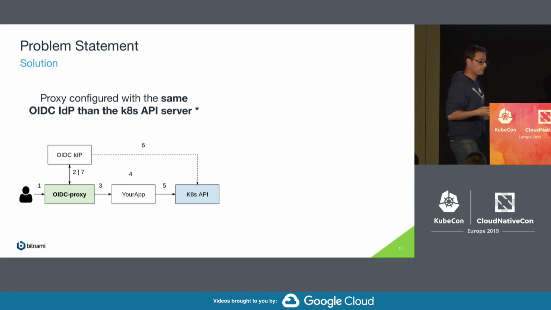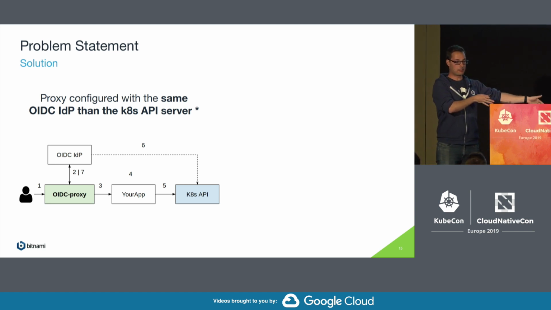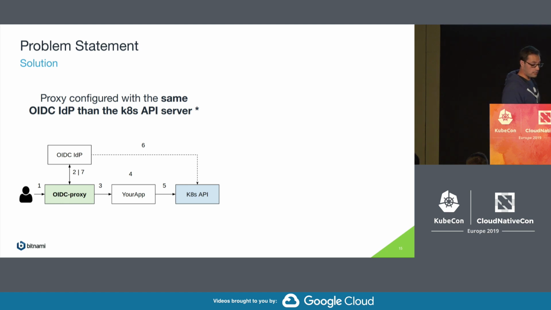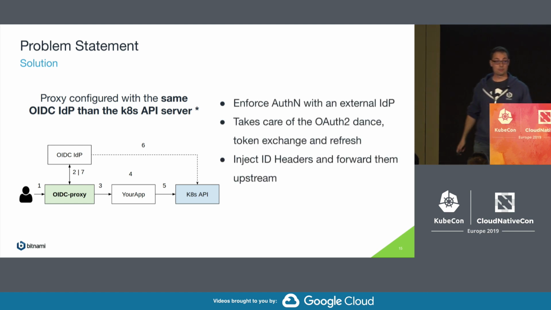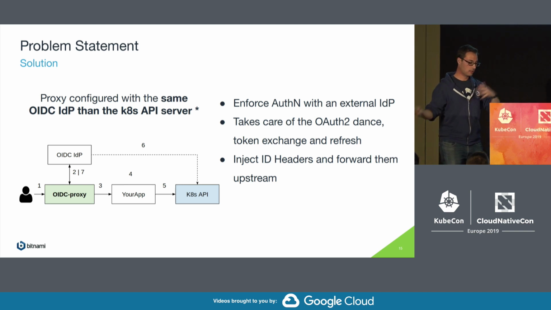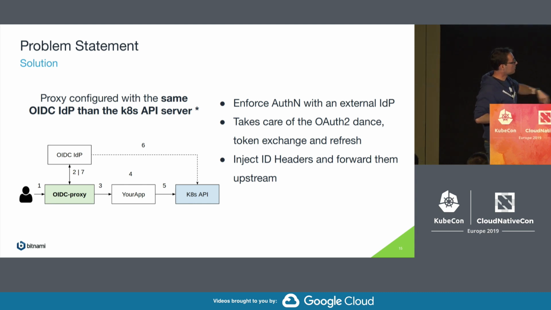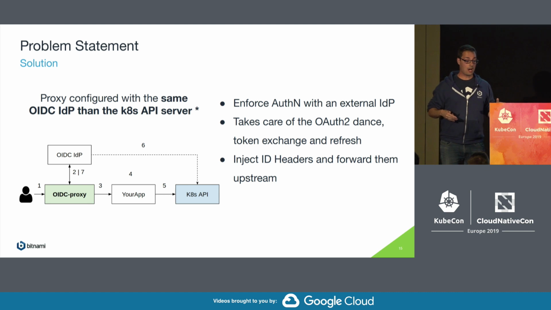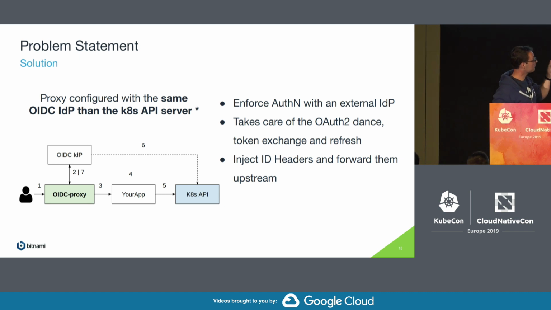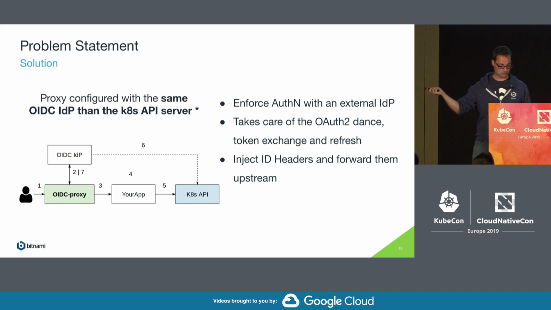The first solution that we can think of is we can put a proxy, which is the green box, in front of your application or between your application and the Kubernetes API that will basically be configured exactly the same way that the Kubernetes API is in terms of OIDC identity provider settings. And this proxy will be in charge of enforcing authentication, basically capturing the user, doing all the auth dance, coming back, getting the token, exchanging it, refreshing it, and what's more important, it will inject a new set of headers upstream. So the API server will understand the forwarded calls.